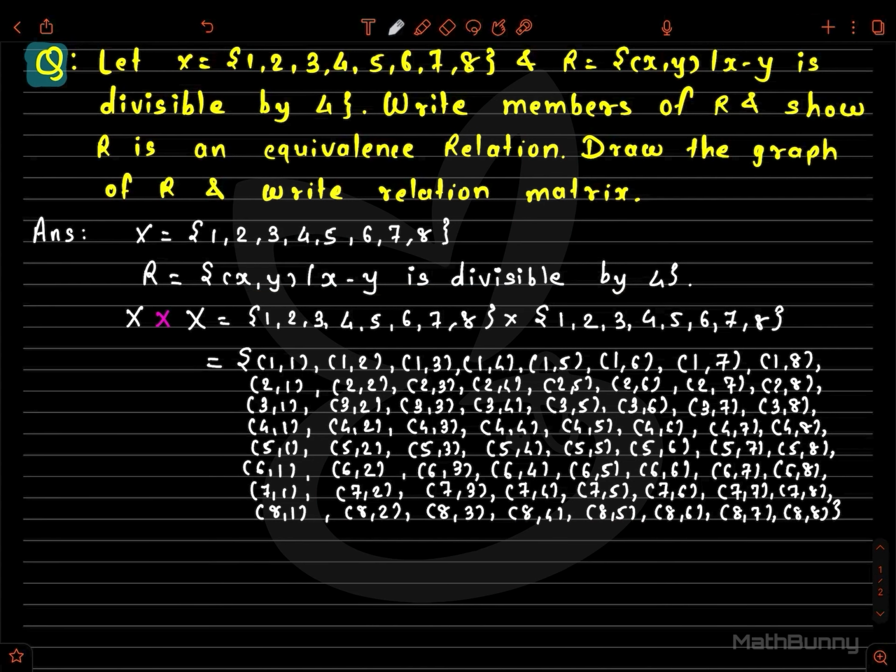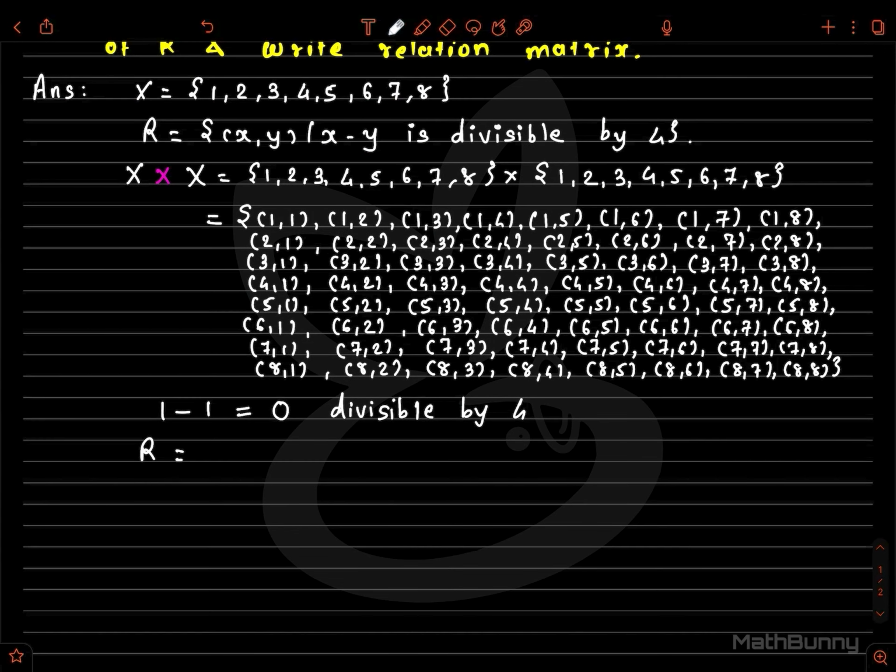So you can see that if I take (1,1) and take the subtraction of both of them, it will be 0, and 0 is divisible by 4. So in relation R, the first element would be (1,1). The next element would be (1,5), because if I take 1 minus 5, the answer is minus 4, which is again divisible by 4. (1,2), (1,3) and (1,4) do not satisfy this condition, so we do not write them. Directly we will write (1,5).